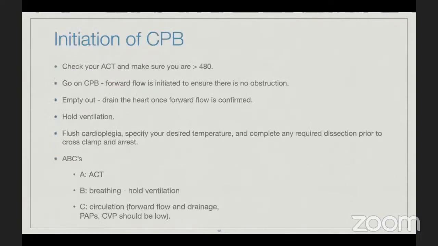So, initiation of bypass: you need to check your ACT. You need to be more than 480 to initiate your pump. Go on bypass, check your forward flow, and ensure that there are no obstructions. Empty the patient out, with proper drainage of the heart once forward flow is confirmed, and hold ventilation at this point. Flush cardioplegia and specify your desired temperature, and complete any required dissection prior to cross clamp and arrest. The ABCs of this step are: ensure a proper ACT, hold ventilation, and ensure proper circulation with proper drainage.